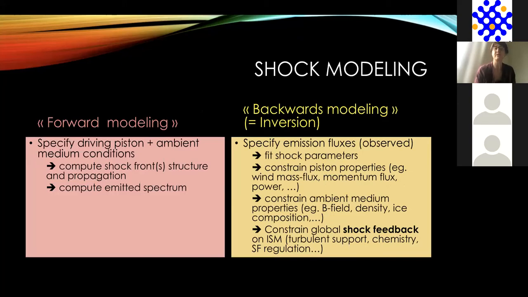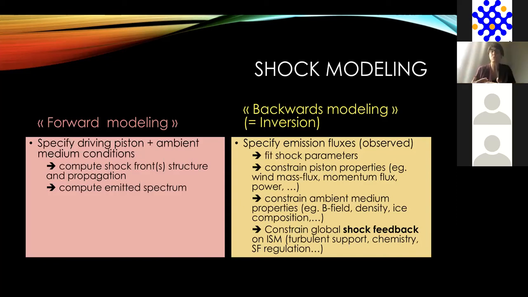Now for the shock modeling, how do we model shocks? There are two kinds of modeling. There is what we call forward modeling, which is just what I just did, which is to specify a driving piston, some agent like a wind or a supernova explosion, and to specify the ambient medium conditions. And then you can compute the shock front propagation, its structure, its cooling, its thickness, the emitted spectrum. And then there is also an inversion, what we call backwards modeling. Namely, we observe some emission fluxes from a shock, and we try to do the opposite. From that, we try to fit shock parameters and to recover the piston properties.